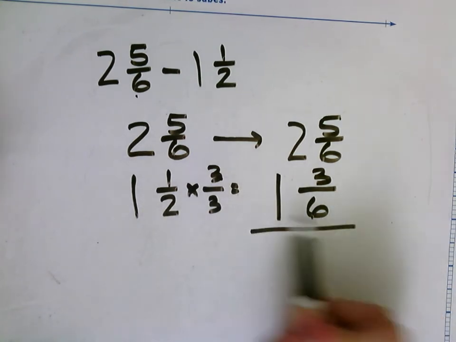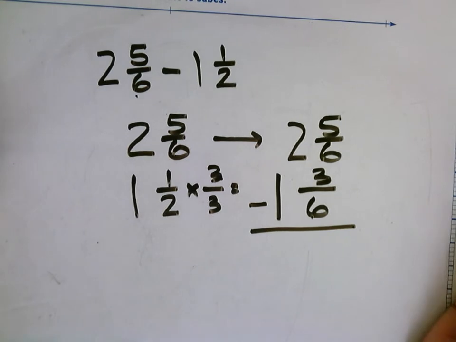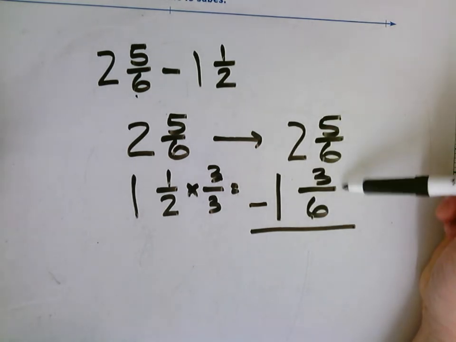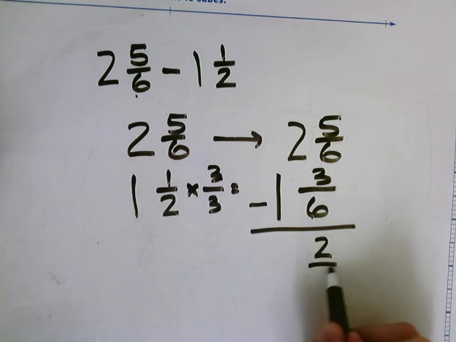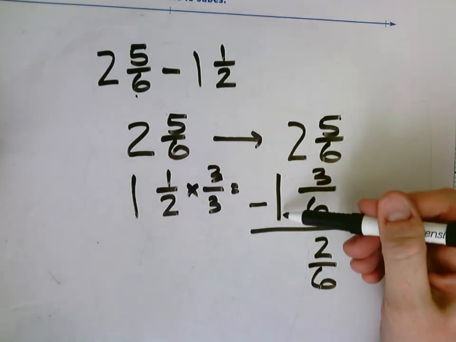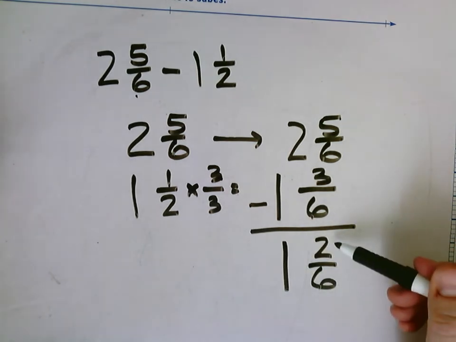So now I'm going to go ahead and subtract my two fractions. So I'm going to start with my fractions. 5/6 minus 3/6 is going to give me 2/6. 2 minus 1 is 1. So my answer is 1 2/6.